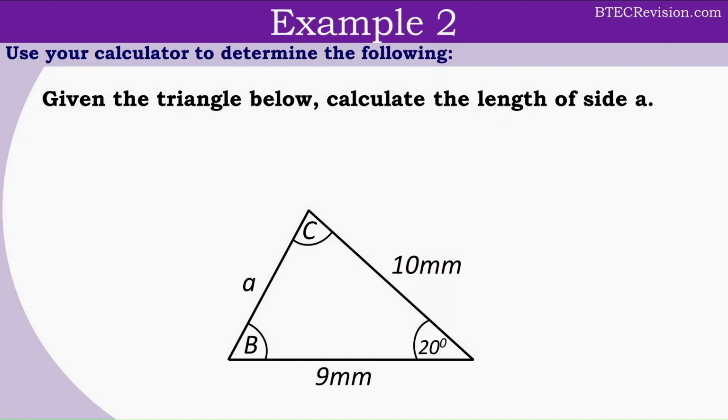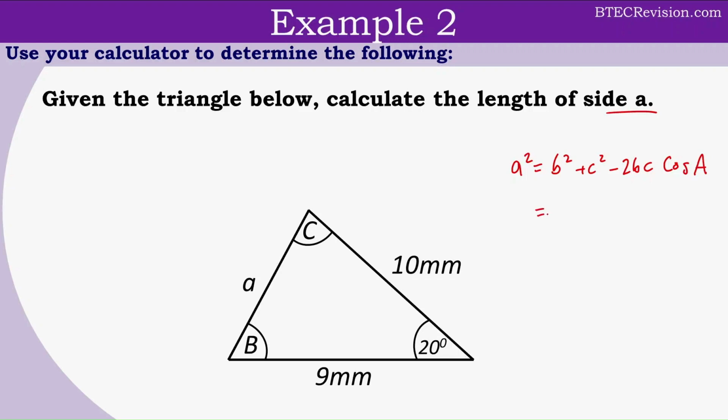Now let's look at a second example. Pause the video here and attempt this question. This one we can see we have to calculate the side length A. So we would use the first variant of the equation. A squared is equal to B squared plus C squared, take away 2bc cos A.